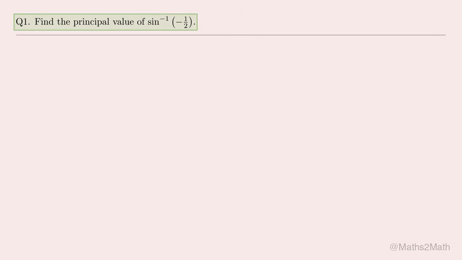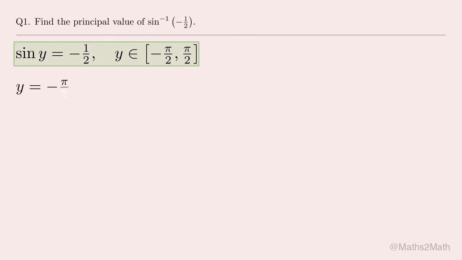Question 1. The principal value of sine inverse of minus 1/2. Remember, sine inverse always answers from the branch minus pi by 2 to pi by 2. Let y be sine inverse of minus 1/2. Then sine y is minus 1/2, with y in the principal branch. Sine of pi by 6 is 1/2, so sine of minus pi by 6 is minus 1/2, and minus pi by 6 lies in the branch. That is the principal value.